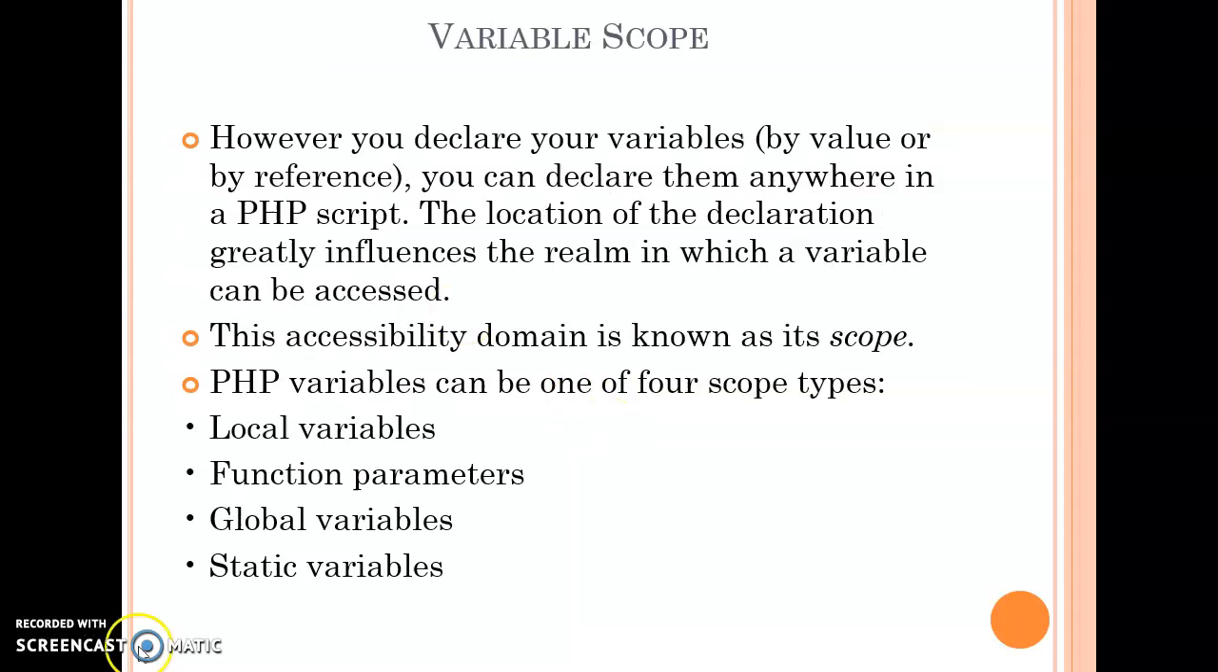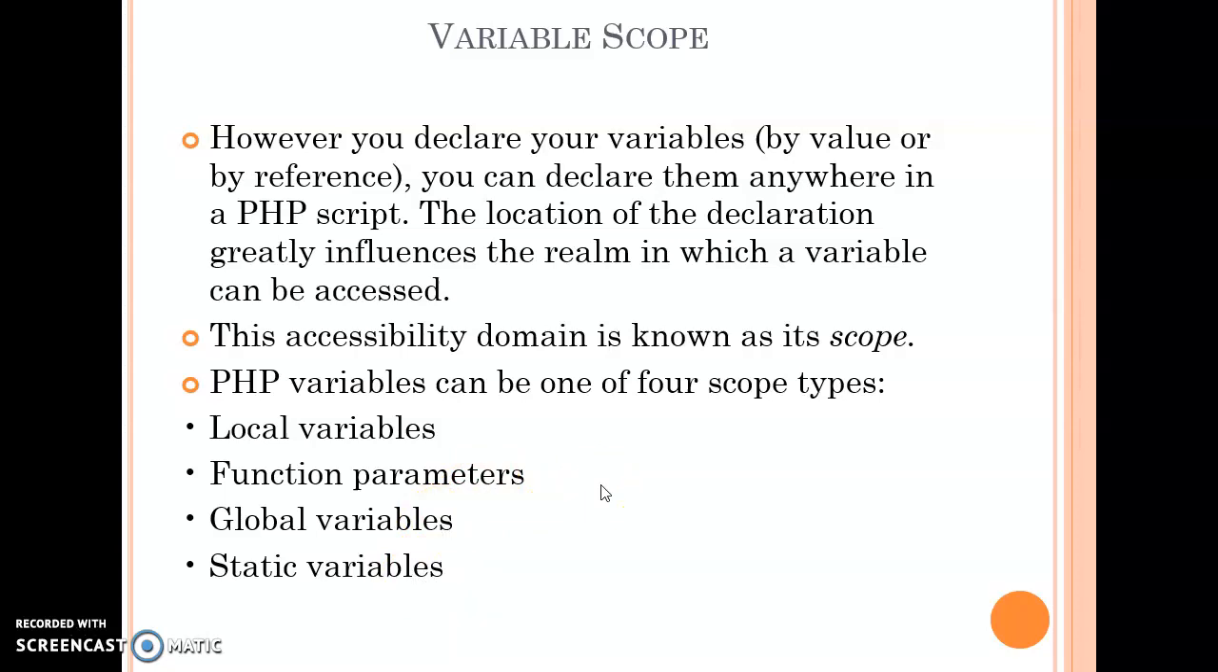You can declare variables anywhere in the program. The location of the declaration generally influences the realm in which the variable can be accessed. This accessibility domain is known as its scope. Variables can be one of four scopes: local variables, function parameters, global variables, and static variables.